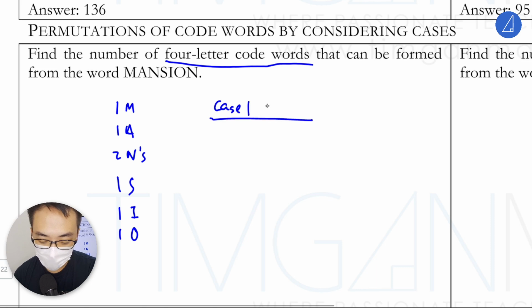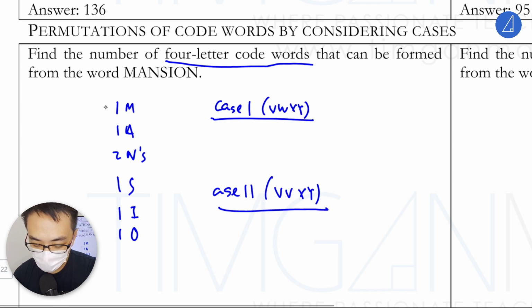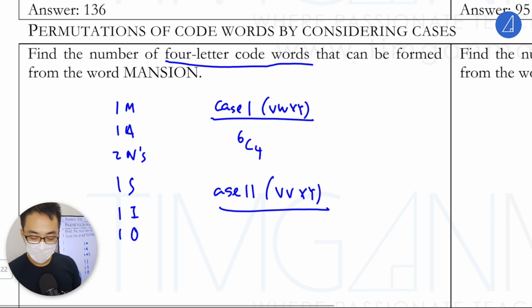Case 1 is VWXY, then case 2 is VVXY. Okay, so for VWXY you have 1, 2, 3, 4, 5, 6 letters. You choose 4, just choose first. So 6 letters, choose 4.